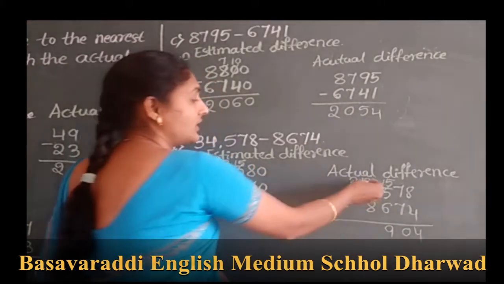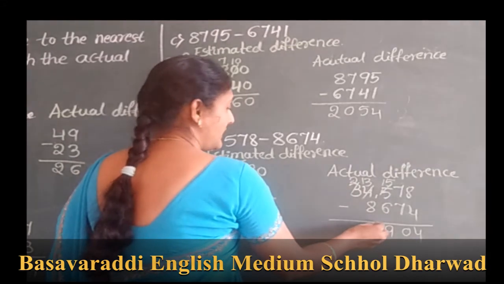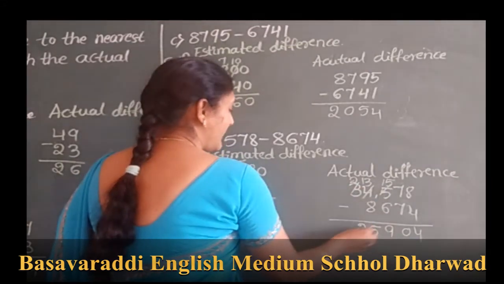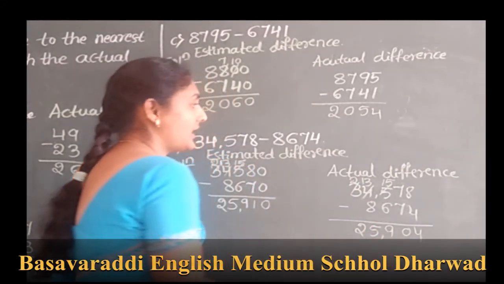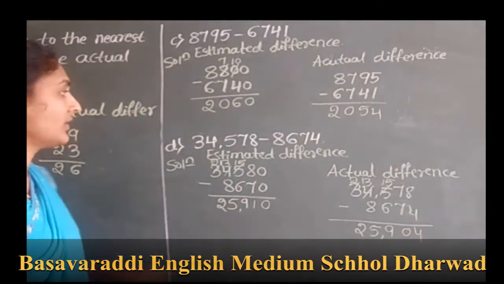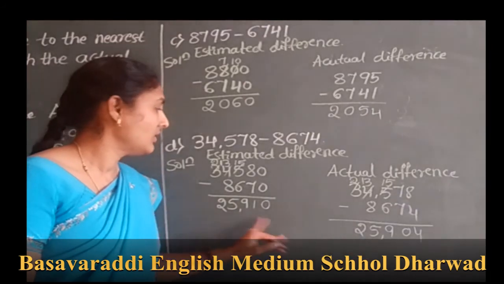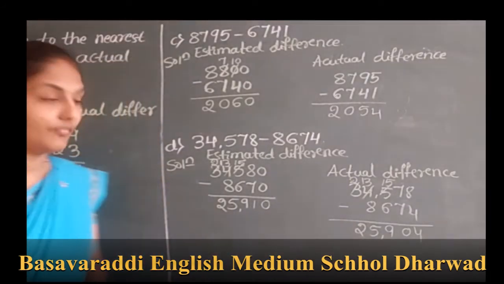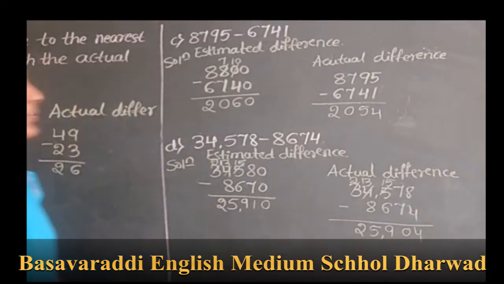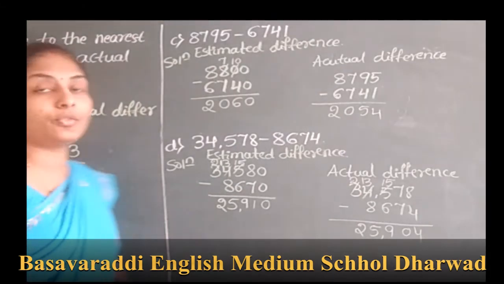It becomes 2. 13 minus 8 is 5. The 2 stays as it is. This is the actual difference. This is the estimated difference and the actual difference differs by 6. That's one more problem that you have to do yourself.